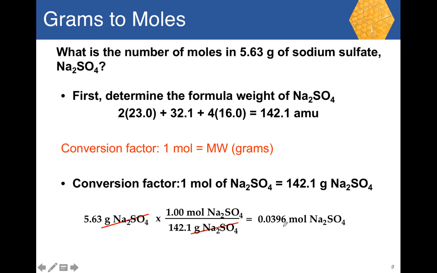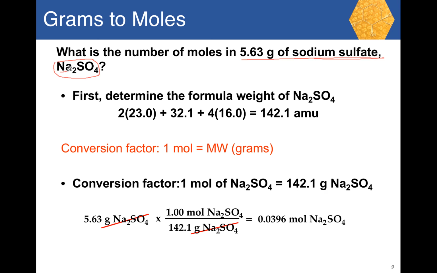Let us do some more applications here. What is the number of moles in 36 grams of sodium sulfate? So your first question is, what is the formula of sodium sulfate? Here it is. So the first thing you need to do here is to take the molecular formula and determine the molecular weight. So get your calculators and get your periodic table.